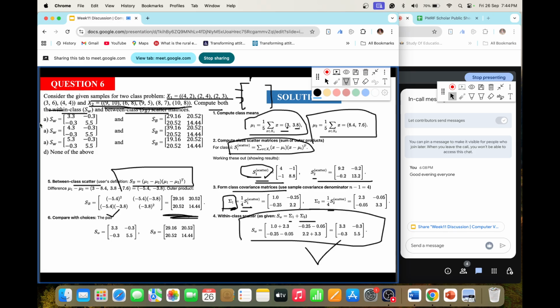It has been written A B C D, so it should be A B C D, right? Not A. So I will just correct it to A B C D. Your answer would be 29.16, 20.52, 20. Yeah, the answer will be nothing but A. This is your answer.